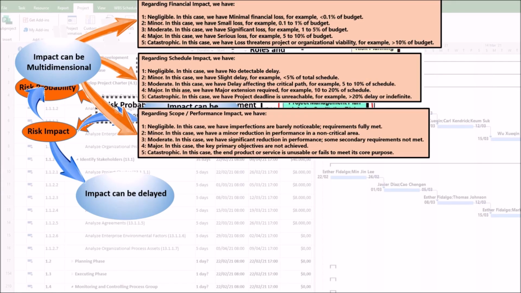Regarding scope performance impact, we have first, negligible. In this case, we have imperfections barely noticeable, requirements fully met. Second, minor. In this case, we have a minor reduction in performance in a non-critical area. Third, moderate. In this case, we have significant reduction in performance, some secondary requirements not met. Fourth, major. In this case, the key primary objectives are not achieved. Fifth, catastrophic. In this case, the end product or service is unusable or fails to meet its core purpose.